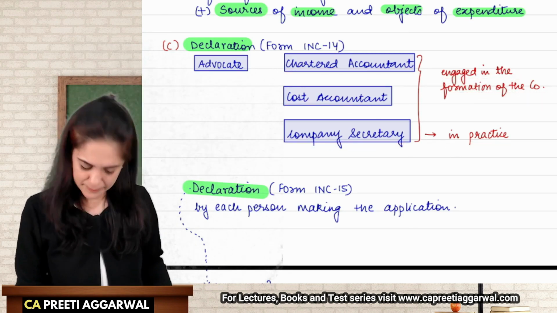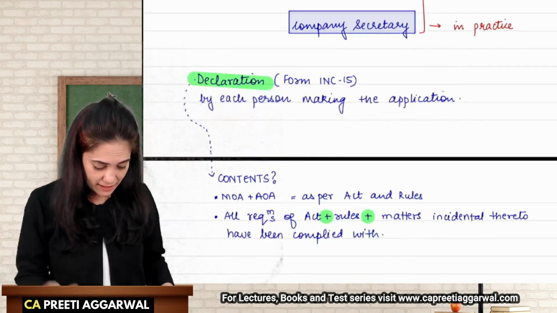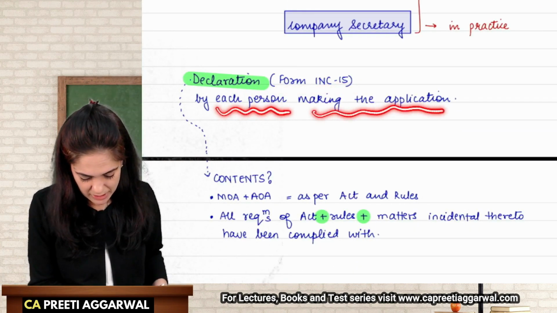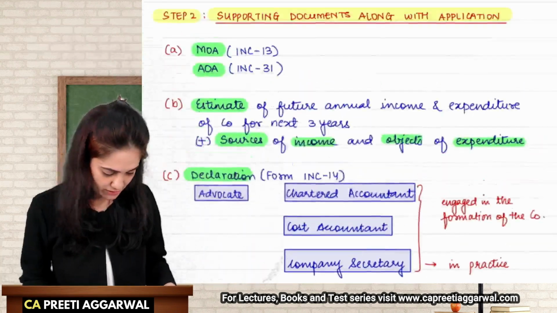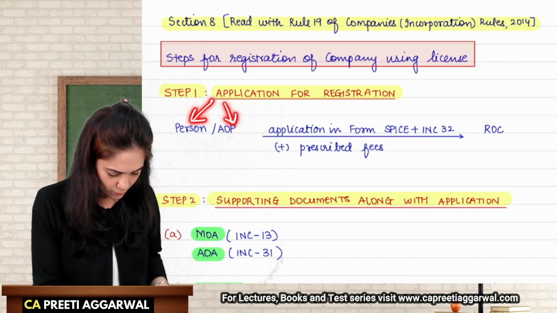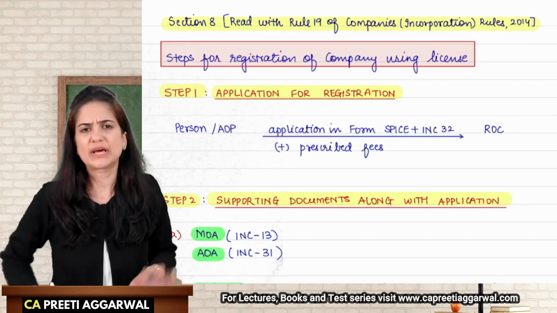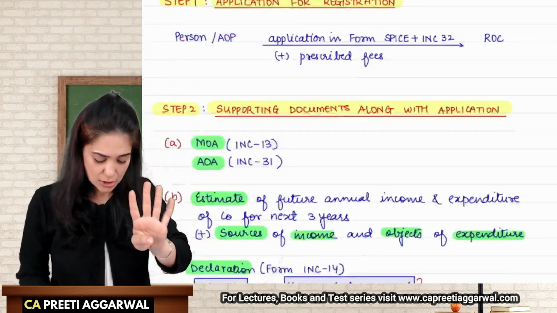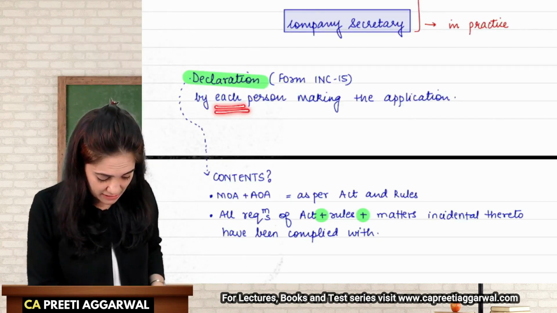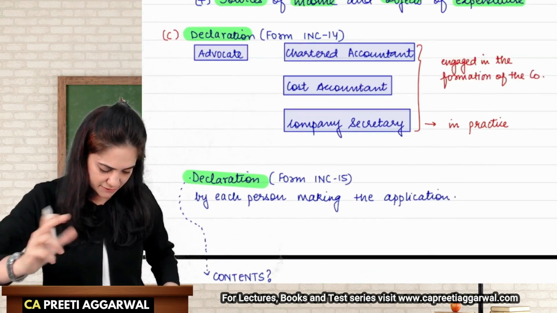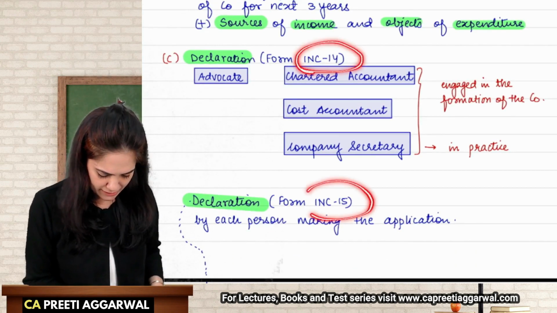Then a declaration will be given in form INC 15 by each person making the application. Now, in this case, did you notice, a person or AOP will make an application? So there are four persons who are making the application. So a declaration will be given by each person making the application. And what is he declaring? What is the difference between INC 14 and INC 15?